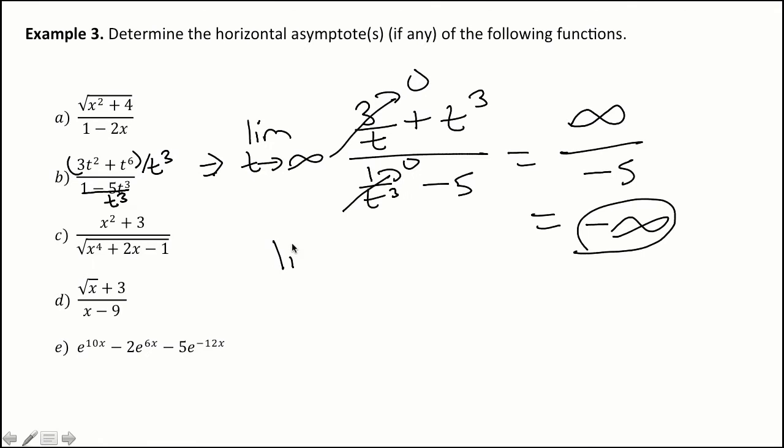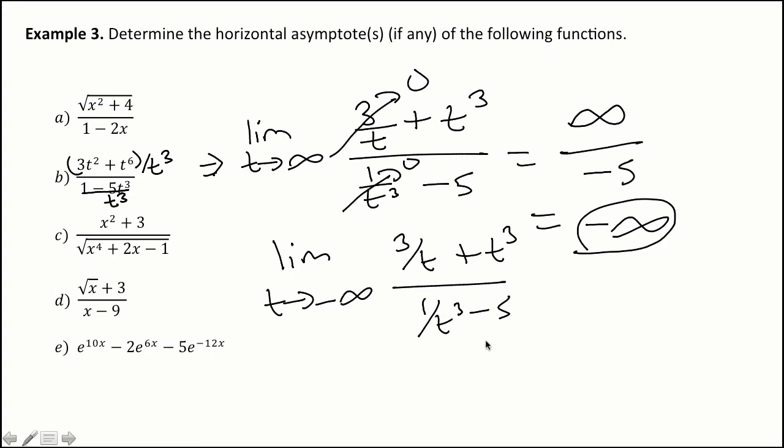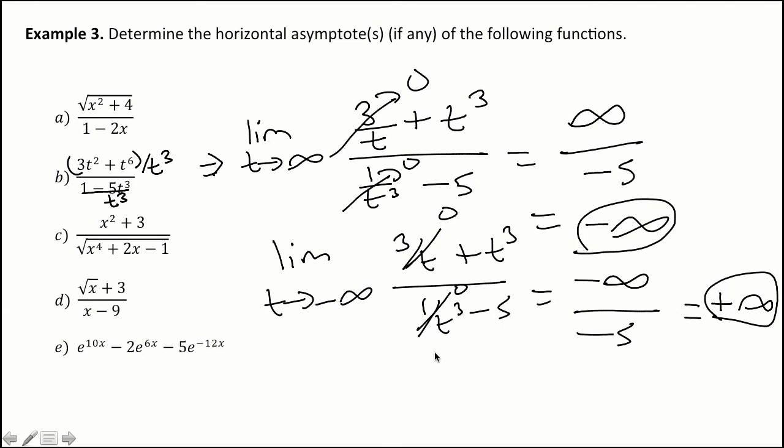Okay, then we're going to look at the negative infinity version, which is still going to give us the 3 over t, t to the third. That doesn't change. This is still going to become 0. Now you have negative infinity to the third, which is negative infinity. And over negative 5, negative infinity divided by negative 5 is positive infinity. So in essence, you don't have any horizontal asymptotes for this one. So you would say no horizontal asymptotes.